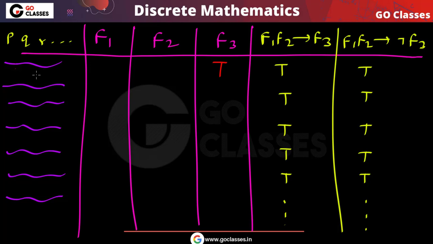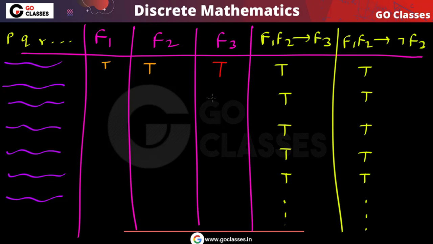For this combination of propositional variables, let us assume that f3 is true. Now, what should be f1, f2? Notice that because f3 is true, can I put true, true? Just think about it and tell me. Pause the video, think about it. Is it possible? It is not possible.